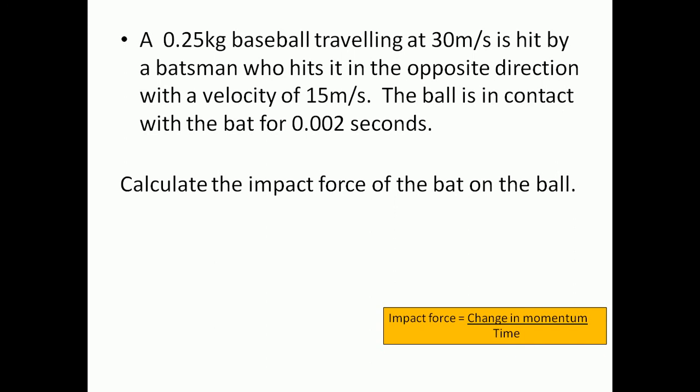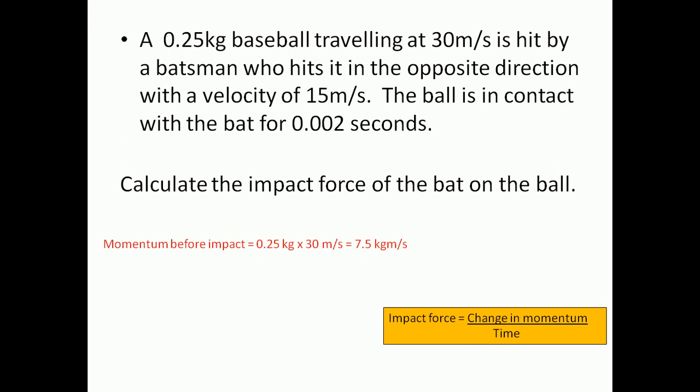So start off with, what was the momentum before the baseball was hit? We have a mass of 0.25 and a velocity of 30 meters per second. Therefore the momentum before is 7.5 kilogram meters per second. So what is the momentum after the ball was hit?